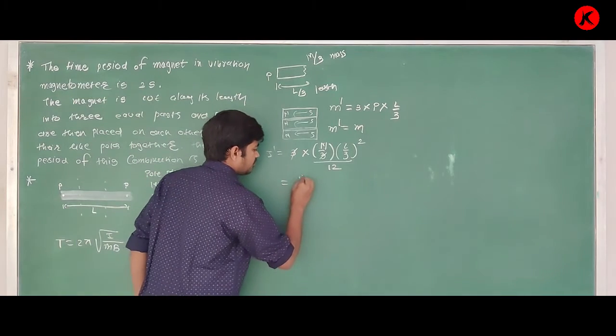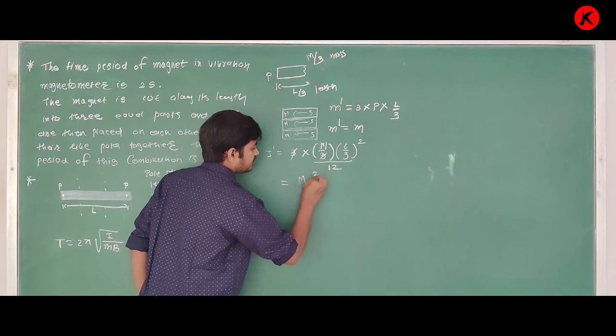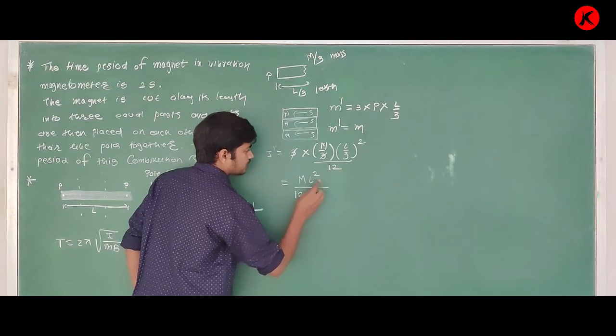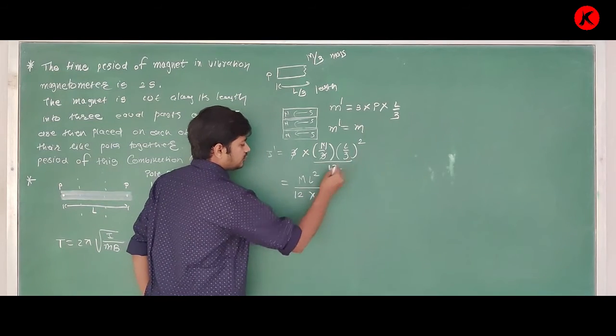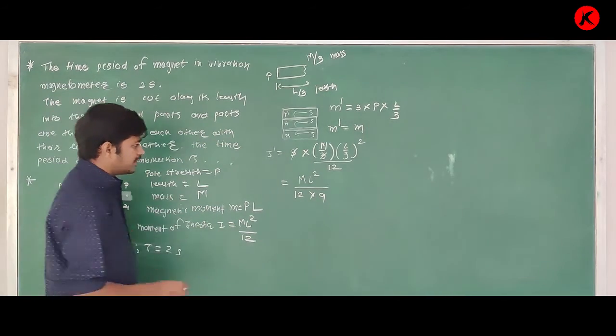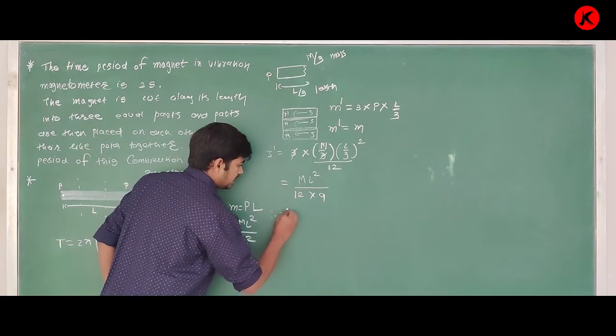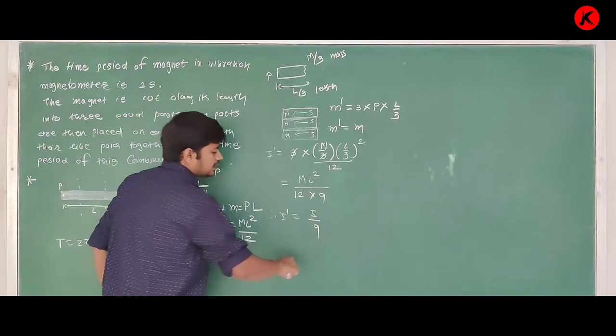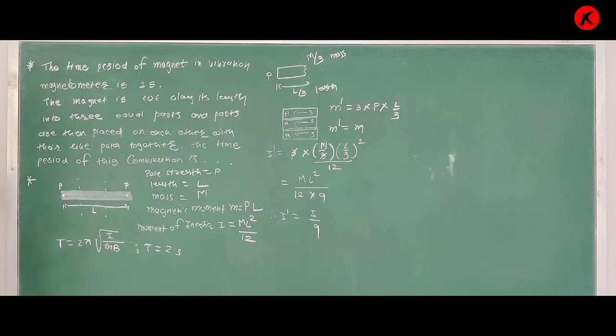In numerical, it is M L square divided by 12 as it is, and the remaining factor is 9. Now M L square by 12 is I. So I dash is equal to I by 9. Magnetic field will remain the same at that place.